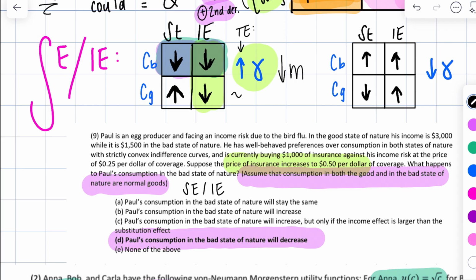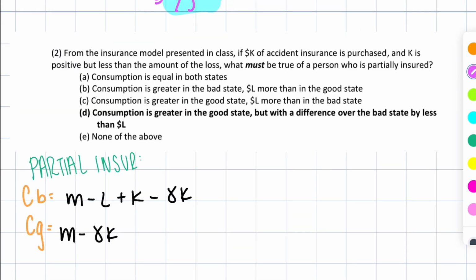Good state, ambiguous; bad state, negative total effect. So we know no matter what, with an insurance price rise, our total effect in the bad state will go down. And this question says, K dollars of accident insurance is purchased. K is positive but less than the amount of the loss.